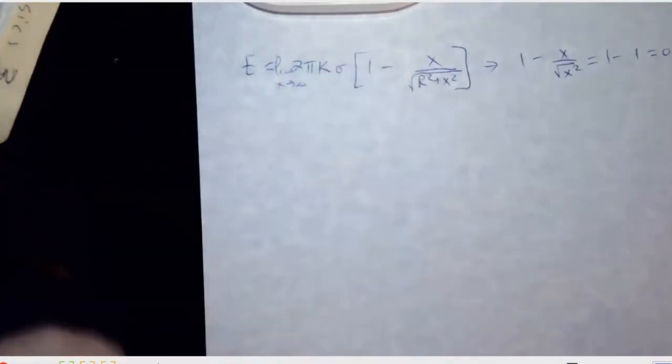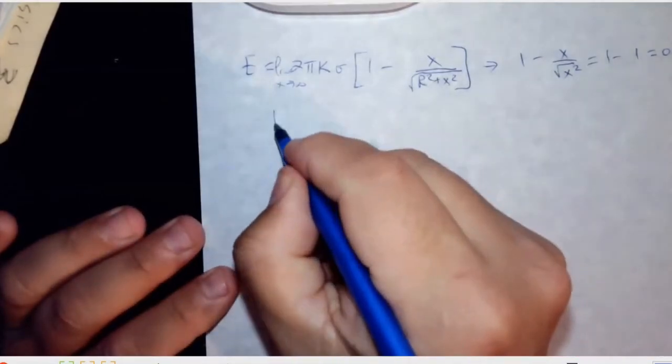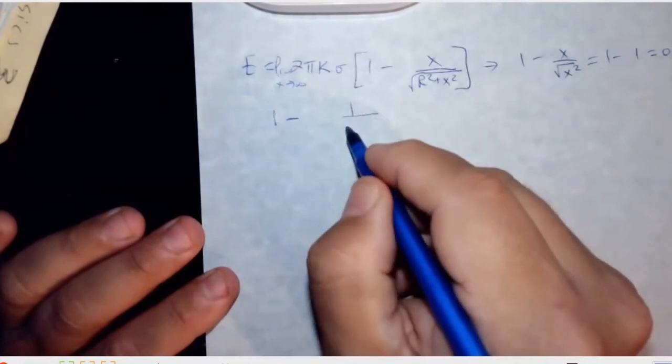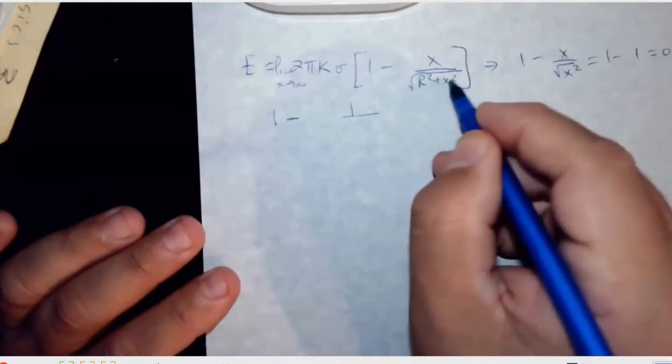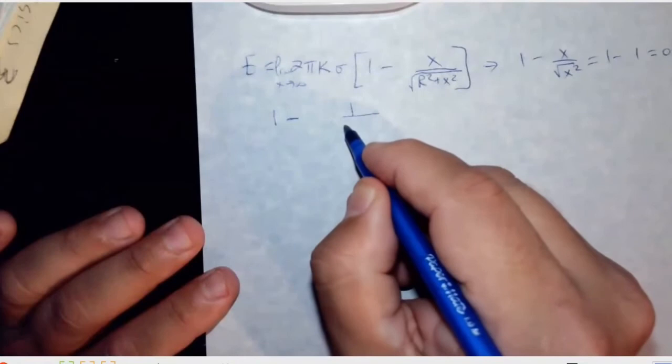When that technique doesn't work, we can employ a Taylor series expansion. We can write it this way: 1 over, write this one as, so factor out an x squared from here and write it this way.